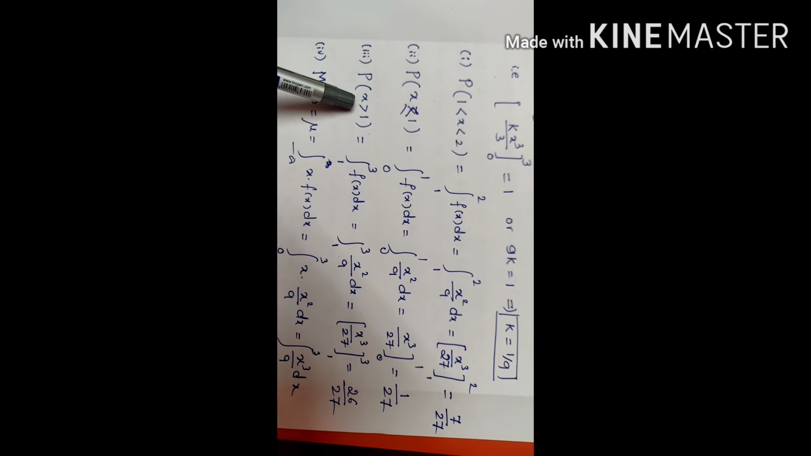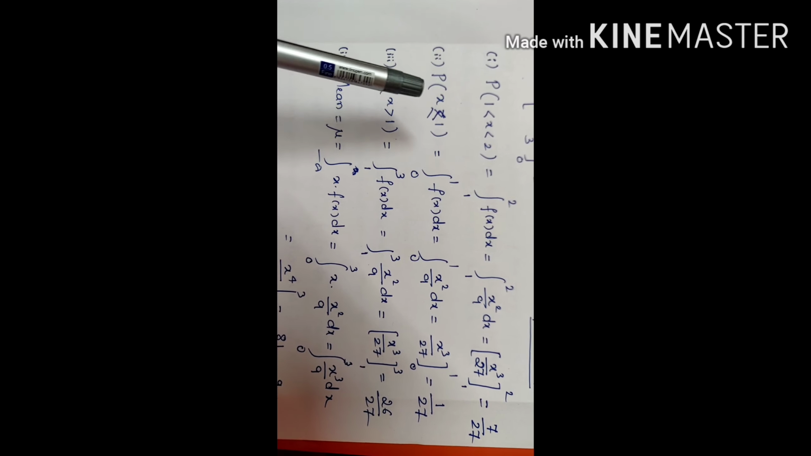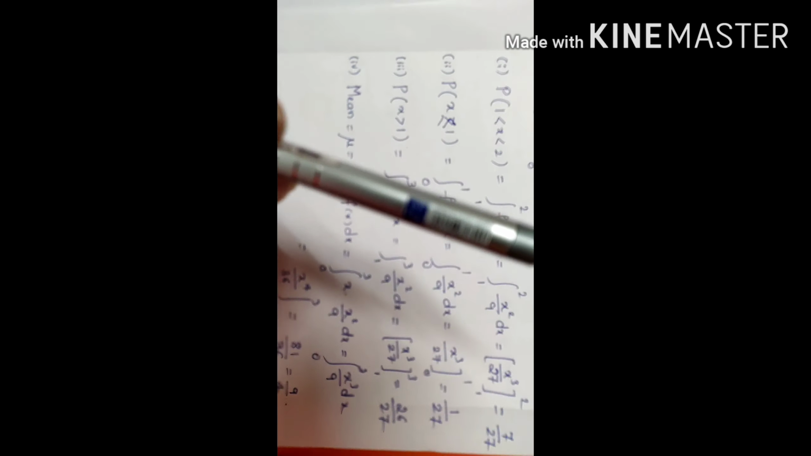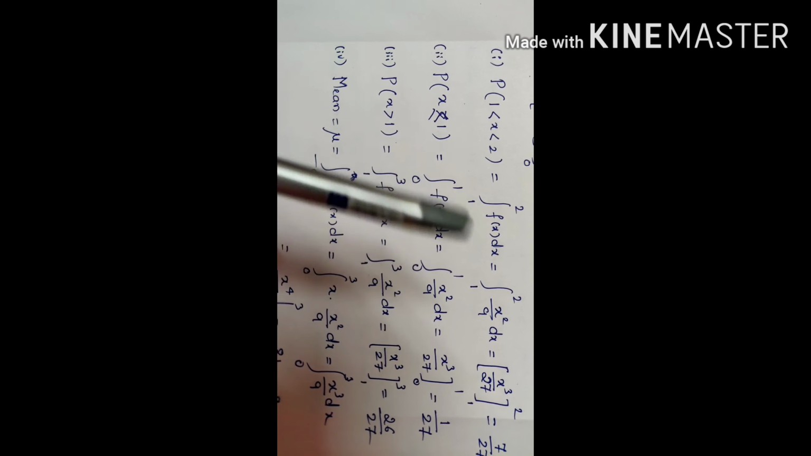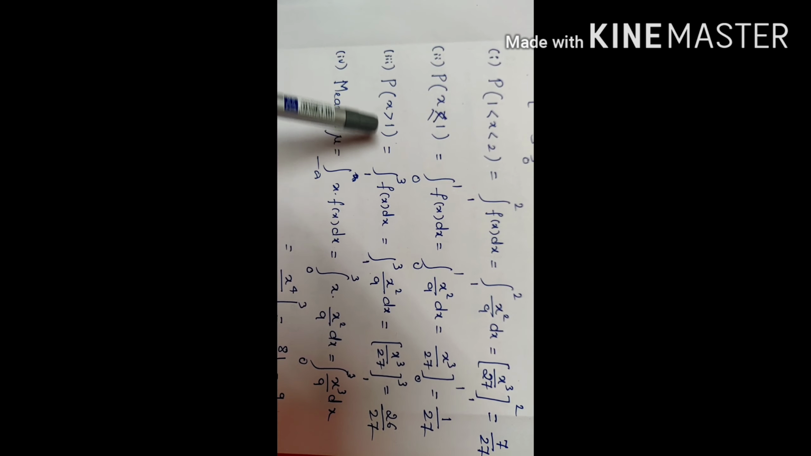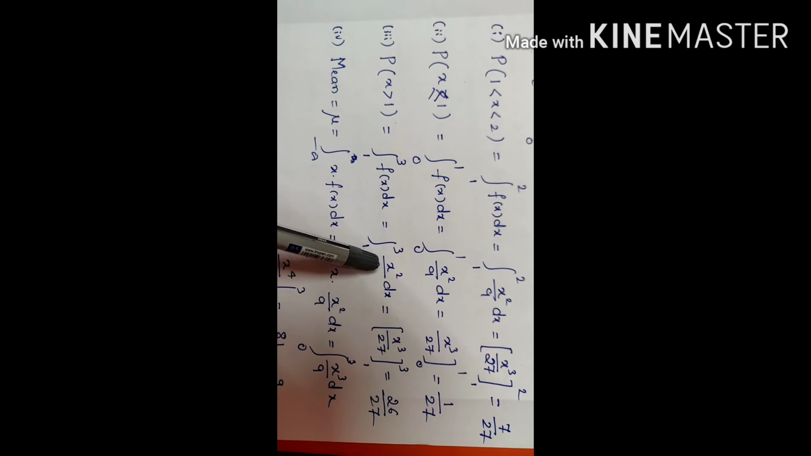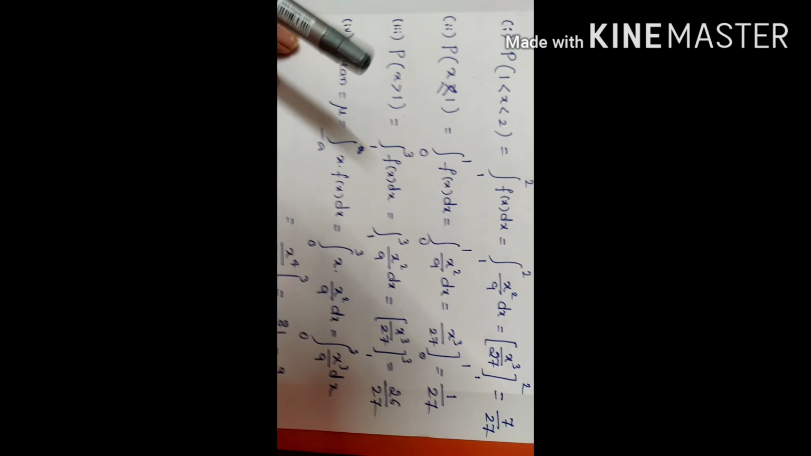In the same way, for x greater than 1, what is the maximum limit for x? It is up to 3, and for the remaining it is 0. So greater than 1 means the interval 1 to 3, where the function is again kx square. Like this, we have to take the intervals while finding the PDF.